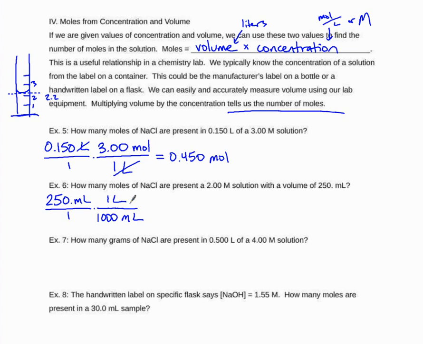There are 1,000 milliliters in 1 liter. Milliliters will cancel, and so there's liters. All of this together is my volume portion. And then I can put in the concentration, 2.00 moles per liter. And that allows liters to cancel out. And so now we're going to have units of moles, and it's 0.500 moles.